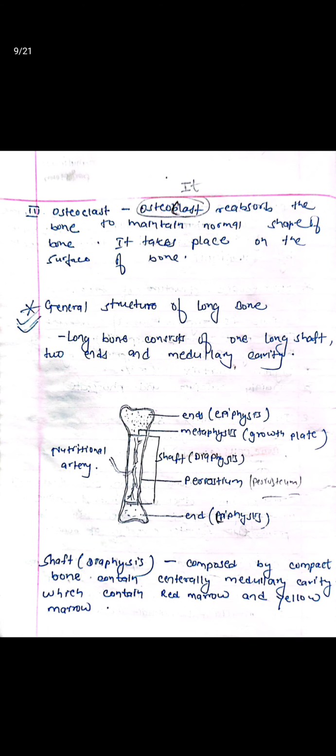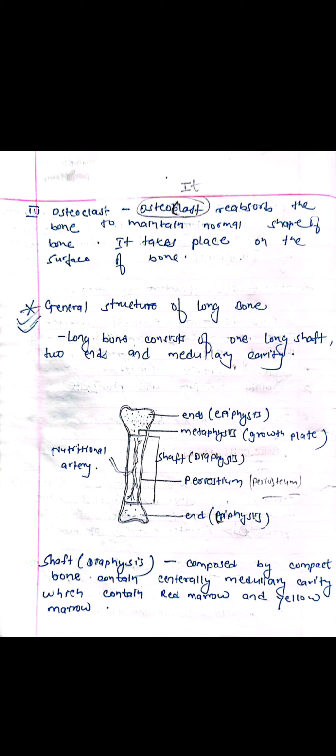Osteoclasts reabsorb the bone to maintain the normal shape of the bone. It takes place on the surface of bone. General structure of long bone. A long bone consists of one long shaft, two ends, and a medullary cavity. The ends are called epiphyses. The growth plate in between is called the metaphysis.